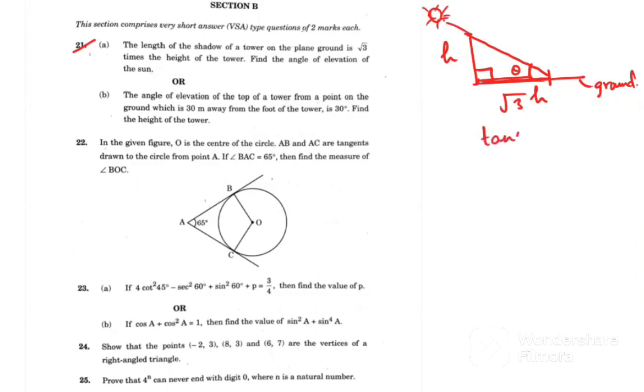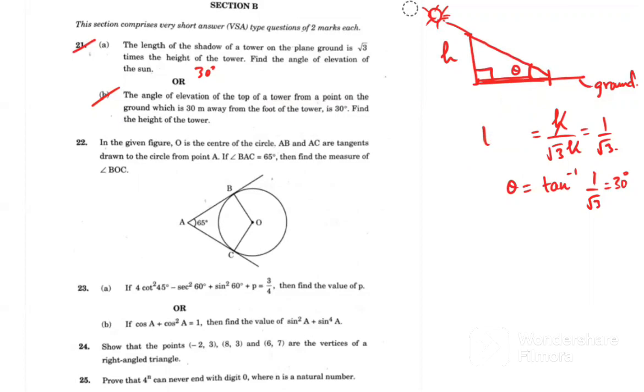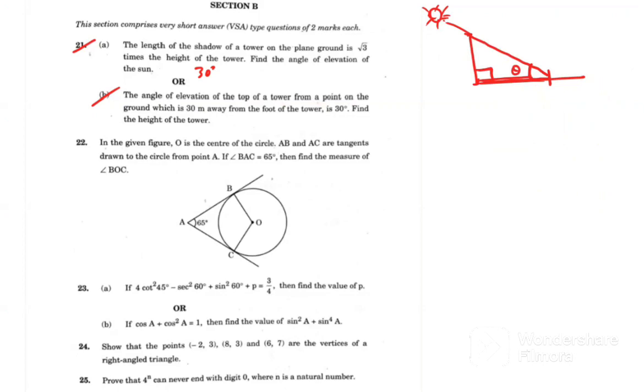So here we can use tan theta. Tan theta is equal to opposite divided by adjacent. So h and h cancel out, which gives 1 by root 3. Therefore, theta is equal to tan inverse of 1 by root 3, which is nothing but 30 degrees. So here the answer is 30 degrees. Next one, B part: the angle of elevation of the top of a tower from a point on the ground which is 30 meters away from the foot of the tower is 30 degrees. Find the height of the tower. So it is the same question. The only thing is they're asking the height of the tower.